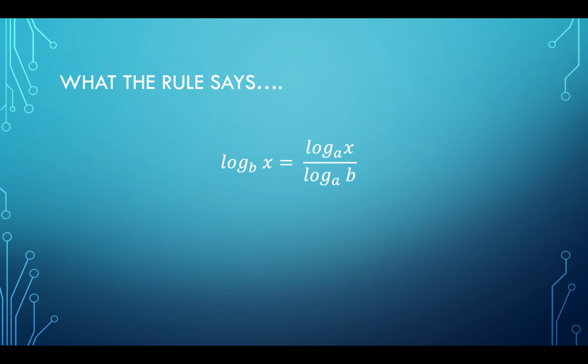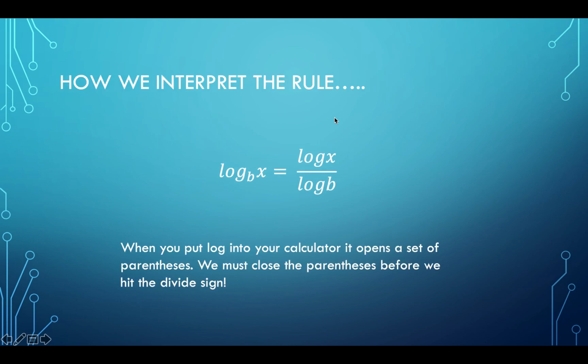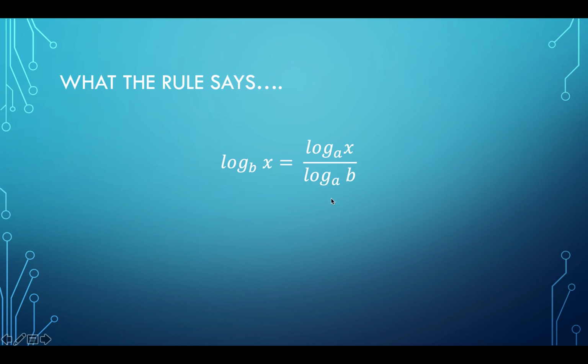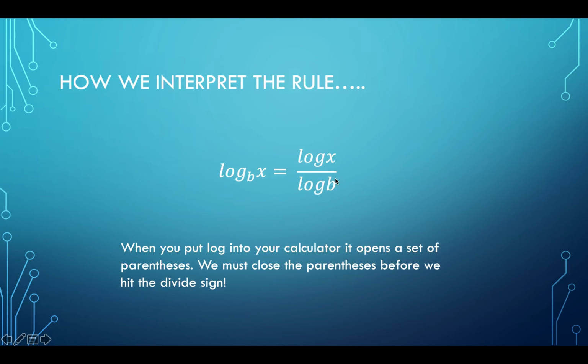Now this is what the rule says. You see how they're both here, they have log base a. Logs are basically measured in tens, so we could just assume that these are both tens, and then we're just going to say log of x over log of b. This is why I tell you how to interpret the rule my way, because sometimes it throws you guys off. Well, what am I putting in as my a down here? This is why I use this rule right here.